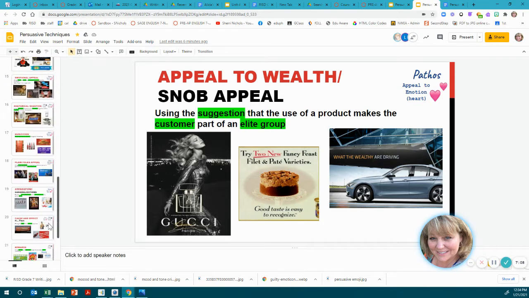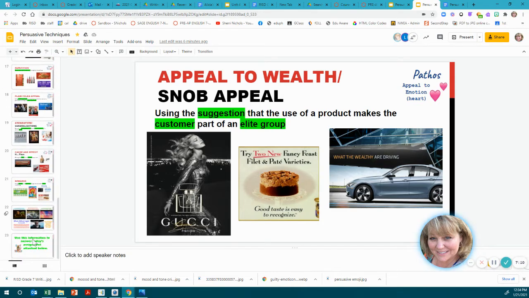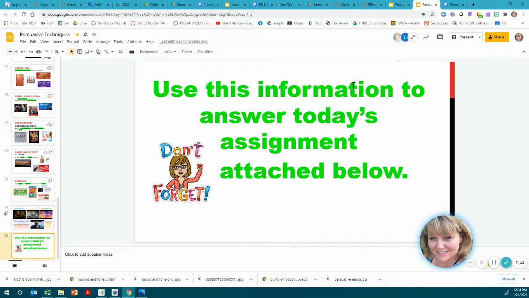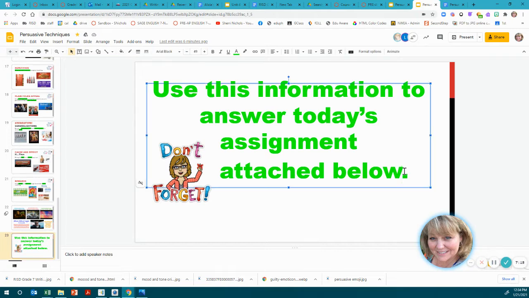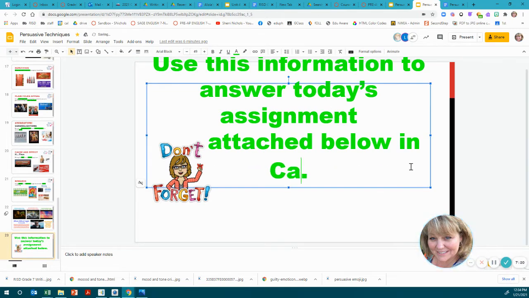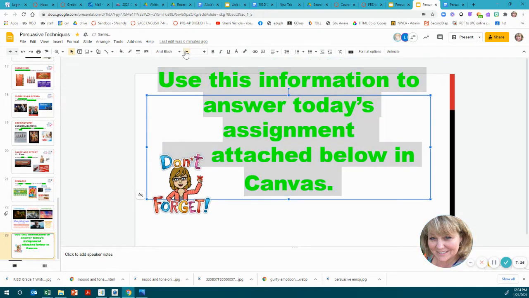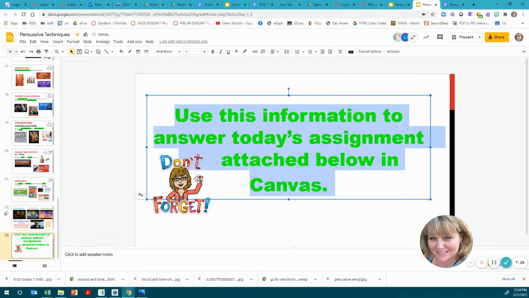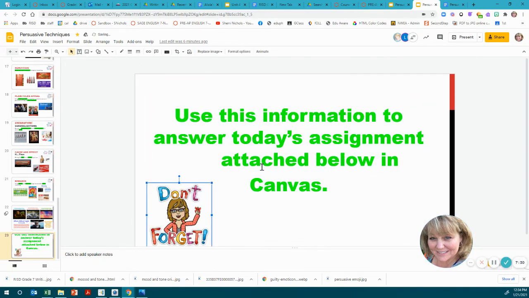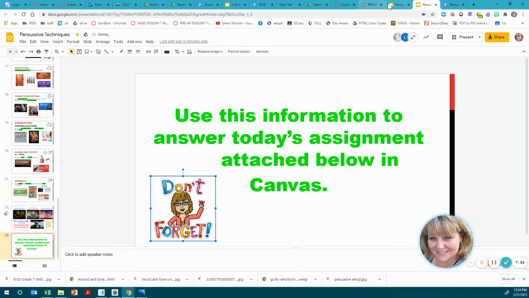We see these different persuasive techniques. So once you've gone through all of these persuasive techniques, you will use this information to answer today's assignment attached below. And when I say below, I mean in Canvas. Okay, so make this a little smaller so it'll fit. And move this down. So definitely use all this information to go to the next assignment.